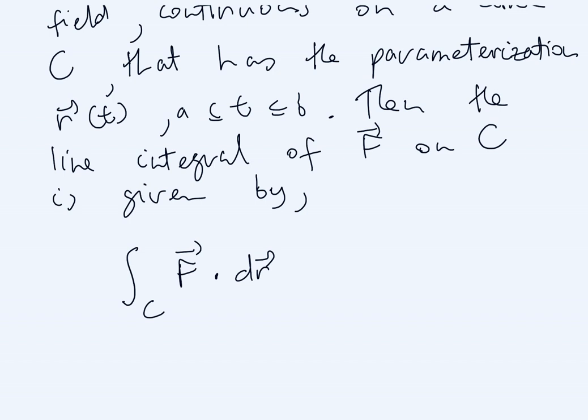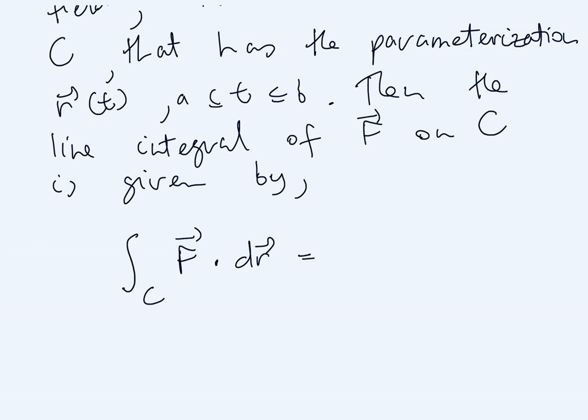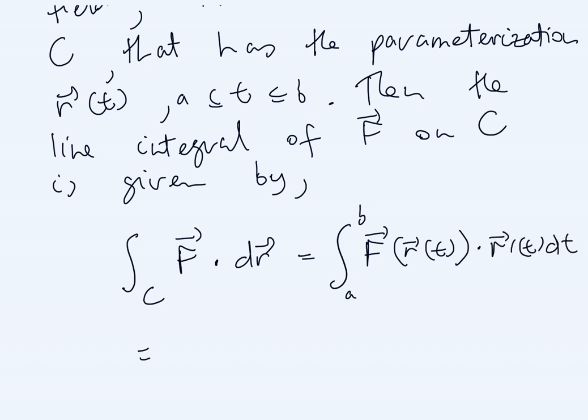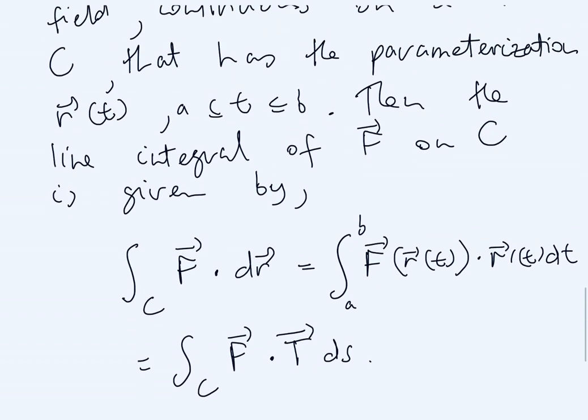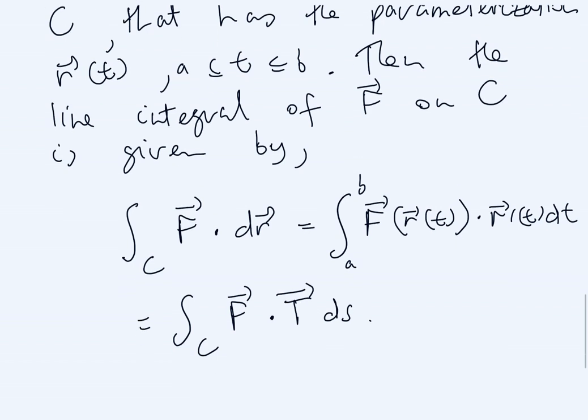So we're using the result that we got for work above. And of course, this integral you can express as the integral from A to B of F of R of t dotted by R prime t dt, which is also the same as the integral along C of F dotted by T ds. So that is basically how you define the line integral of a vector field F on a curve C.